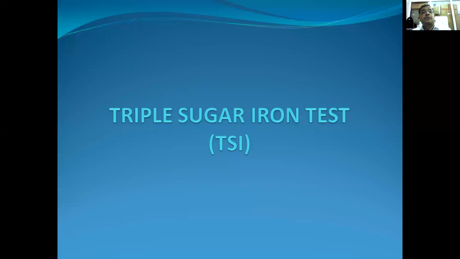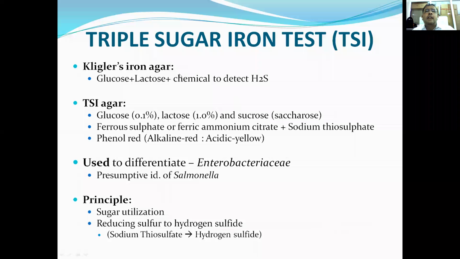Now, we will see the first test, that is the triple sugar iron test. The name itself is indicating something. Triple sugar means it contains 3 sugars, and iron means it contains some ferrous component that helps to identify something. In some laboratories they use an alternative media to TSI, also known as Kligler's iron agar. This is similar to TSI agar, but nowadays it is not used commonly, and people generally use TSI agar, and you will get a lot of publications with TSI.